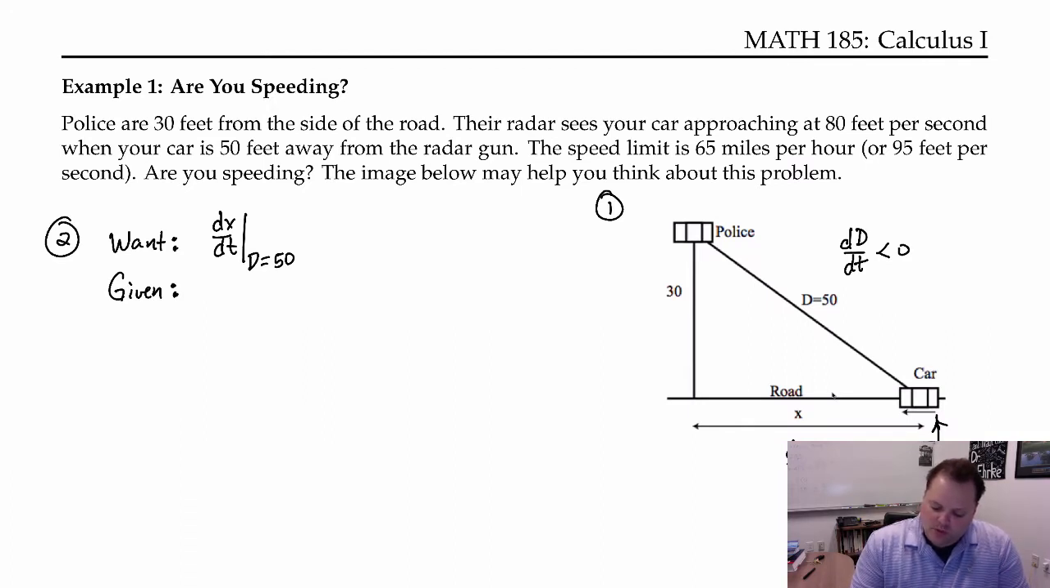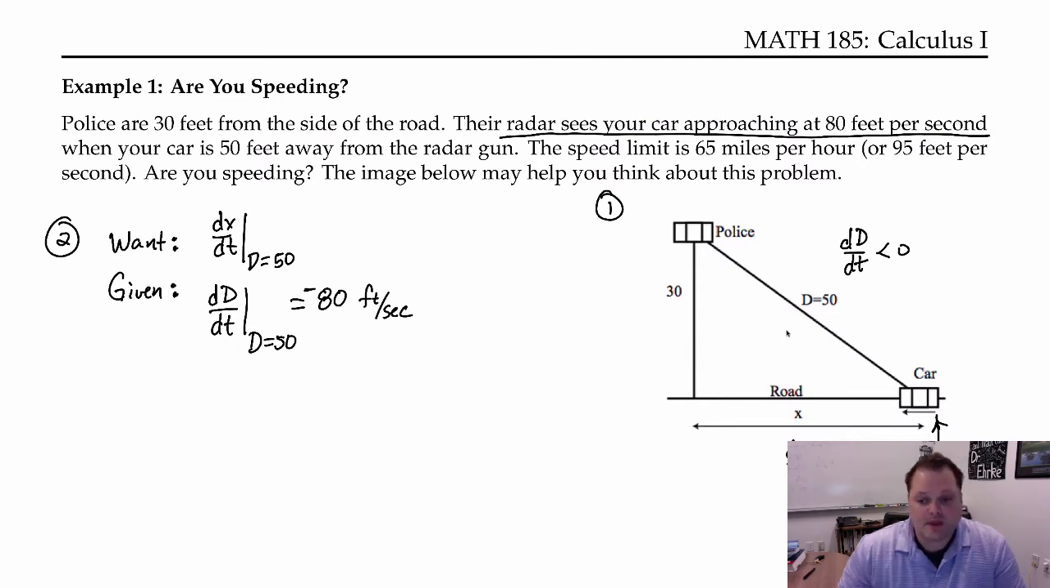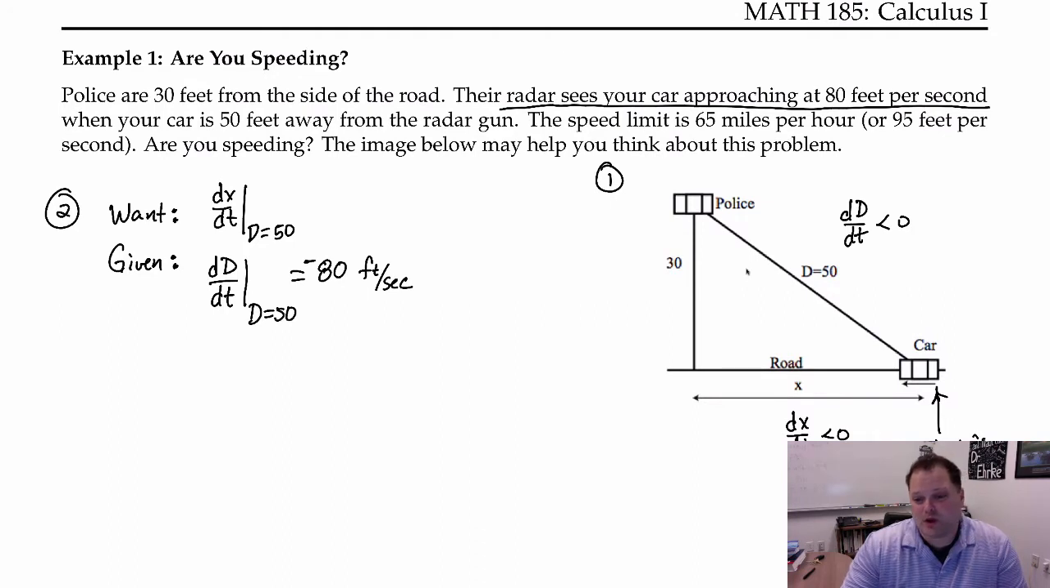Well, we're told that the radar sees your car approaching at 80 feet per second. So the radar gun says that the rate of change of this distance is equal to 80 when d is 50. In other words, it's actually negative 80 because remember I said that this distance is decreasing. So this is negative 80 feet per second. That may seem a little weird at first, but the radar gun, the length of this is changing at a rate of 80 feet per second according to the question.